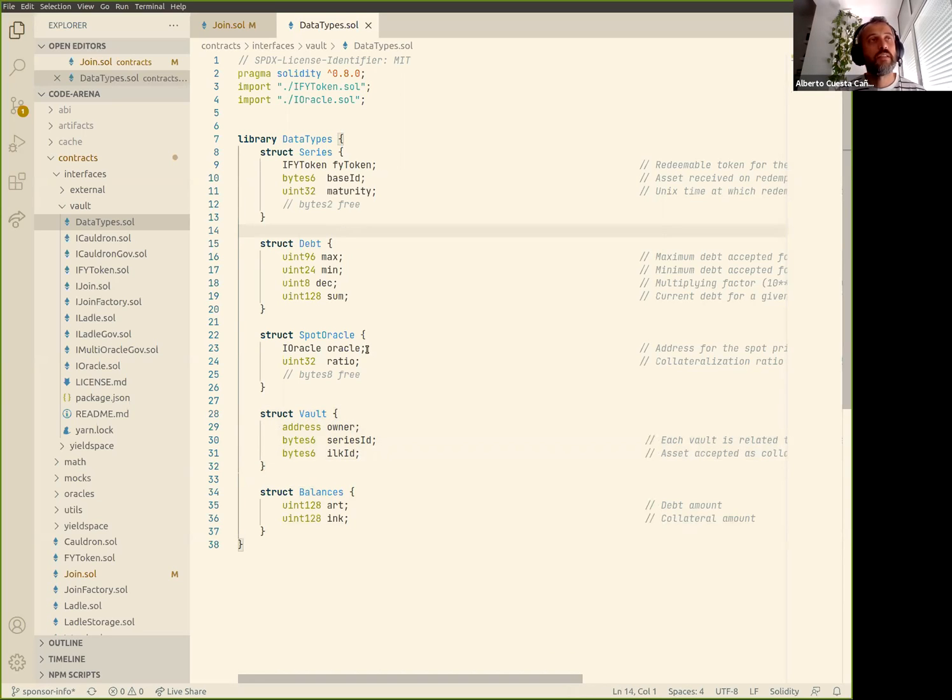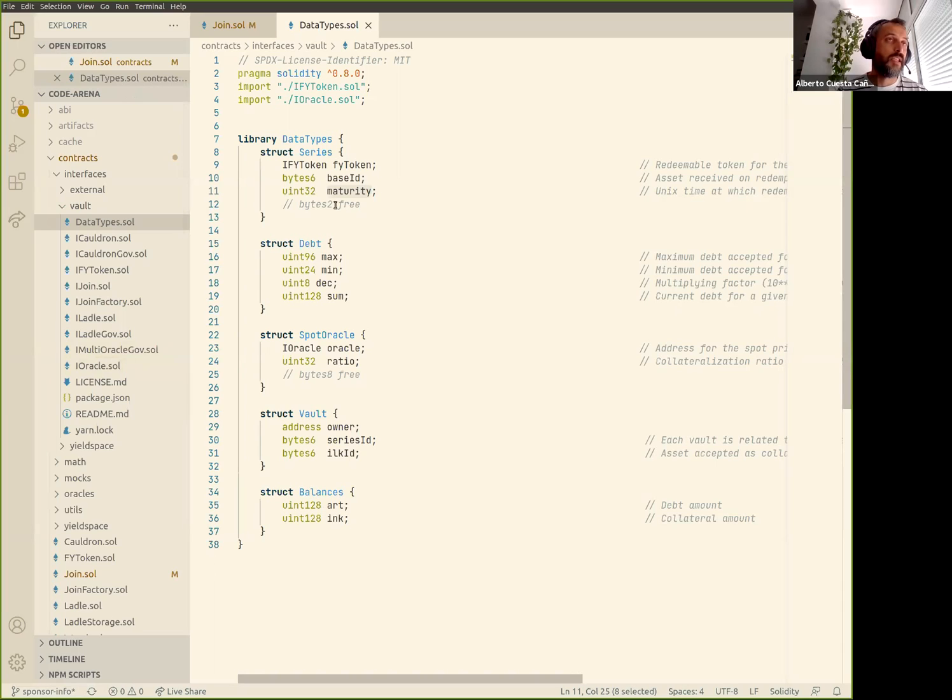And the basic pattern is that we have an address, and then on the 12 bytes that remain, we pack some other stuff, either two identifiers for an asset and a series, or we pack the collateralization ratio, or in the case of debt, we pack the total debt and the debt limits. In the case of the series, we pack the FYtoken, the ID of the underlying, and the maturity. And in the case of balances, we keep both balances, the debt and the collateral, also in the same struct, so that we are always loading one word and writing one word. And we often write more than one value. So that saves us a good amount of gas.